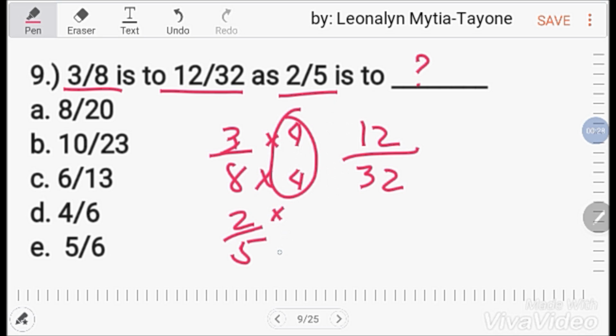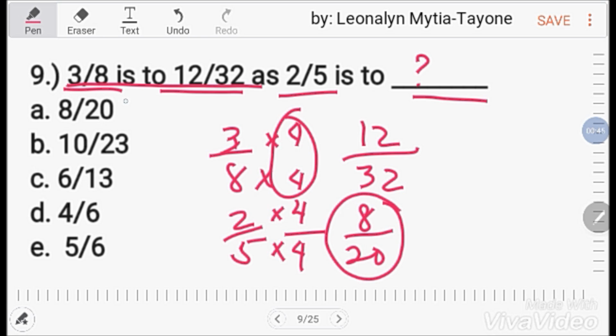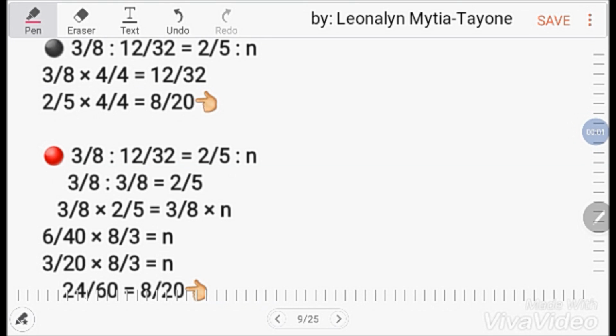Take note, hindi ito laging gagawin sa lahat ng mga number analogy. Depende kung ano ang given. Tingnan mo muna yung pattern niya. So, i-times 4 mo muna. Tapos, that will be 8 over 20. So, itong 8 over 20, nandyan sa choices. So, ito ang answer. So, ito na yung detalye.